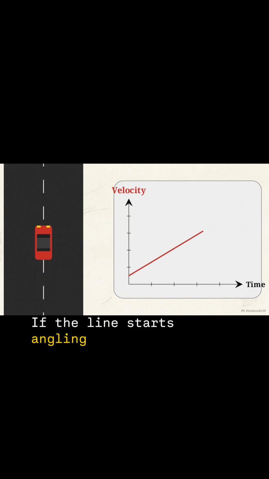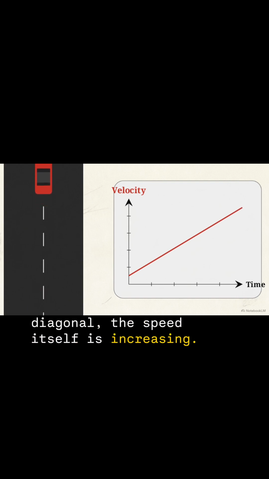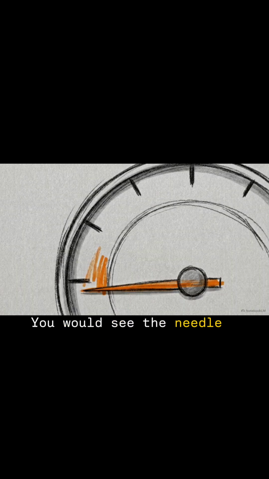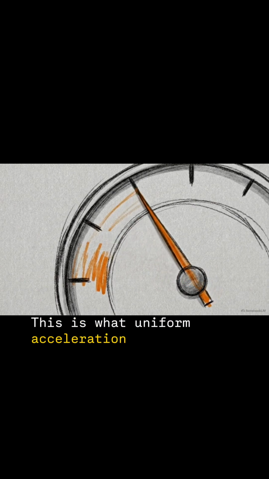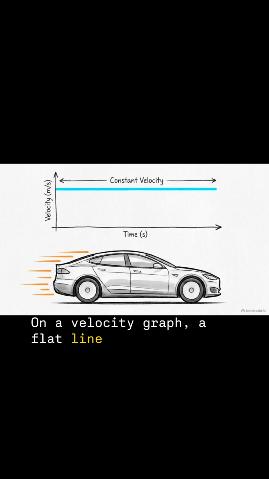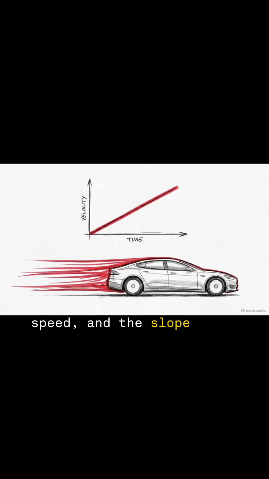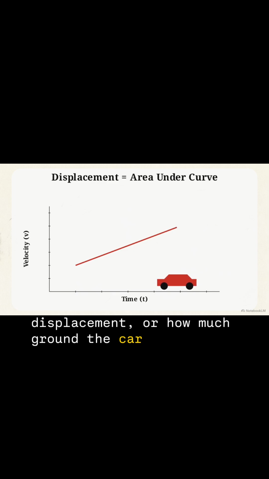If the line starts angling upward in a straight diagonal, the speed itself is increasing. The driver is steadily pushing down on the pedal. You would see the needle on the speedometer climbing steadily. This is what uniform acceleration looks like on a graph. On a velocity graph, a flat line means steady speed, and the slope now tells us exactly how fast the car is accelerating.